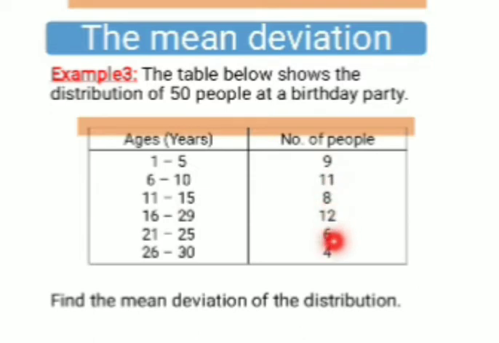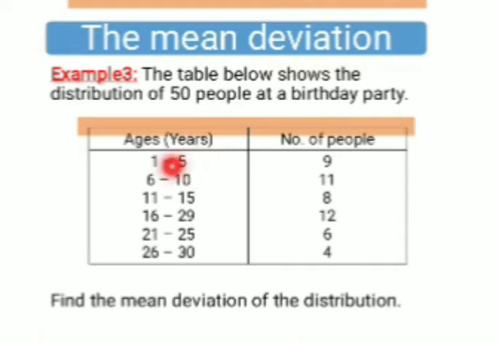So we have number of people. So this one will be frequency. So find the mean deviation of this distribution. For us to find the mean deviation of this distribution, we're going to find the class mark, which will serve as x. So the class mark will be what? 1 plus 5, which is equal to 6, divided by 2 is 3.